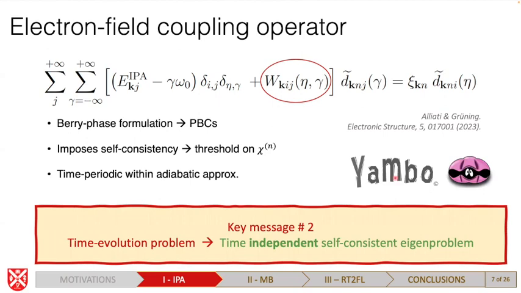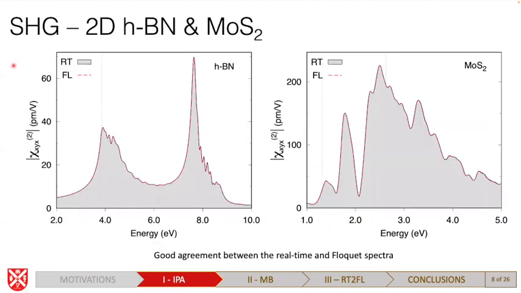So we implemented this into the Yambo code, and we obtained the following results. So this is second harmonic generation spectra for boron nitride and MoS2 in 2D units. So in black we have the real time, and in pink we have Floquet. And what we see essentially is that the agreement is very good. Spectra are on top of each other. At this scale, it's very difficult to distinguish between them. So good agreement between the methods.